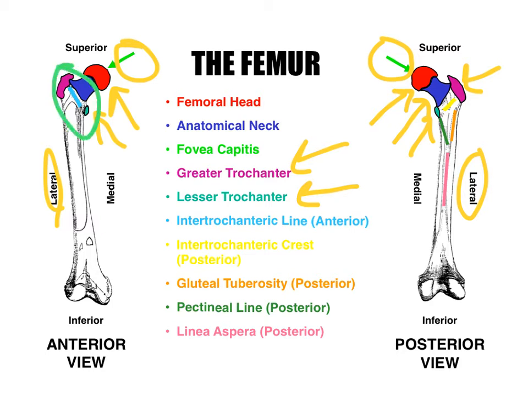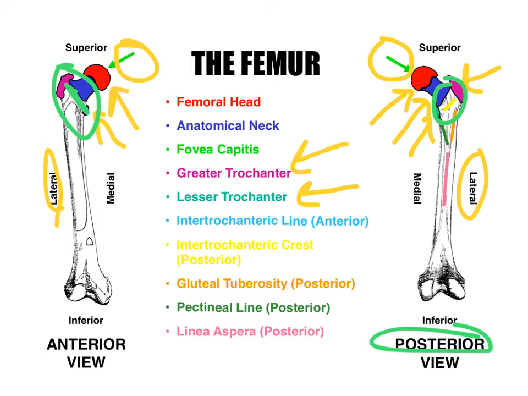And just think of the names, right? Anatomy can be pretty straightforward. Intertrochanteric, so it's between the two trochanters, the greater and the lesser trochanter. Then we flip over to the posterior view, and we have the intertrochanteric crest. So you have to figure out line is anterior, crest is posterior.